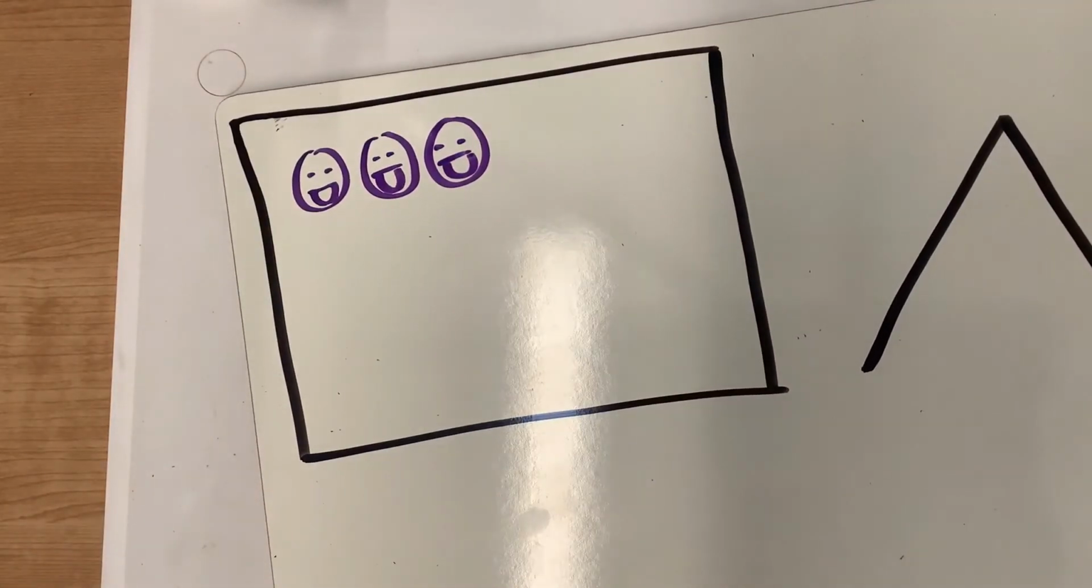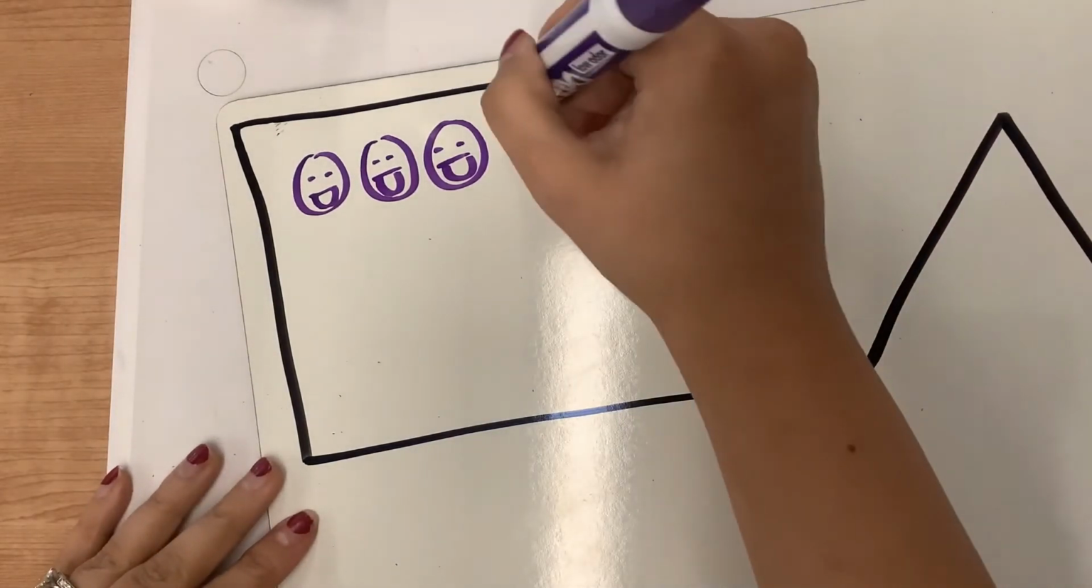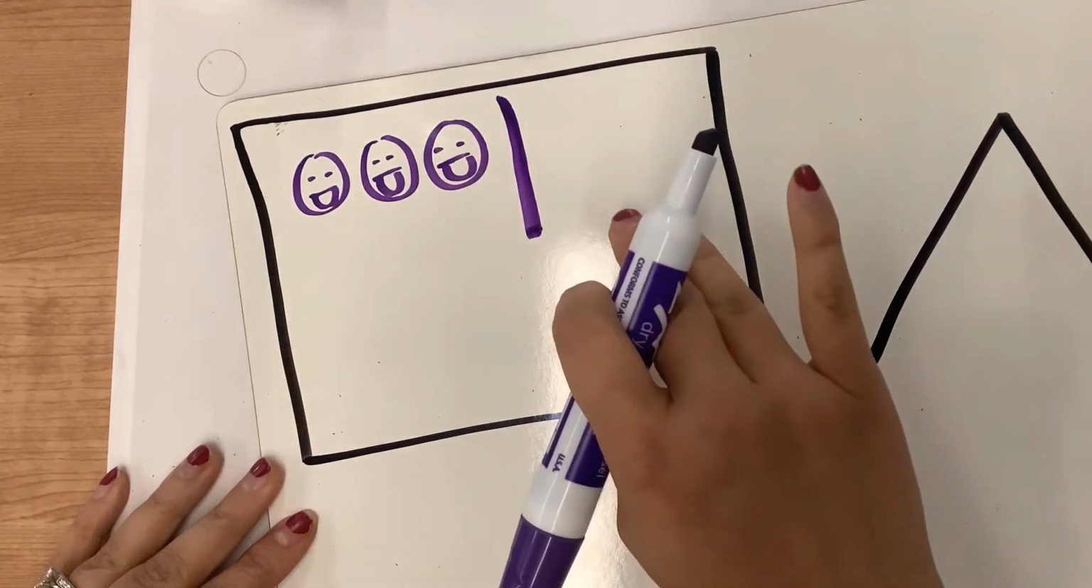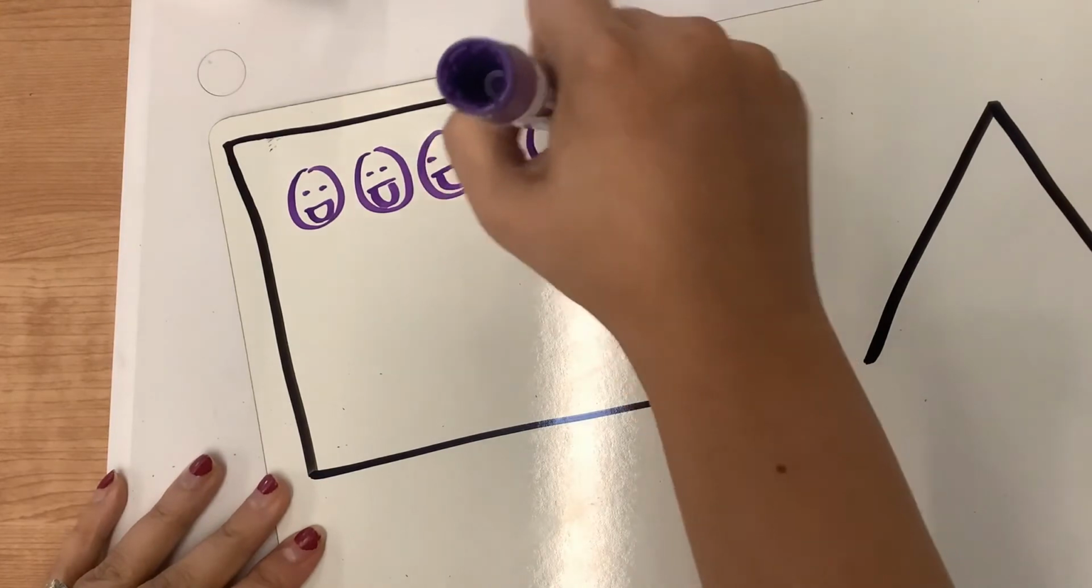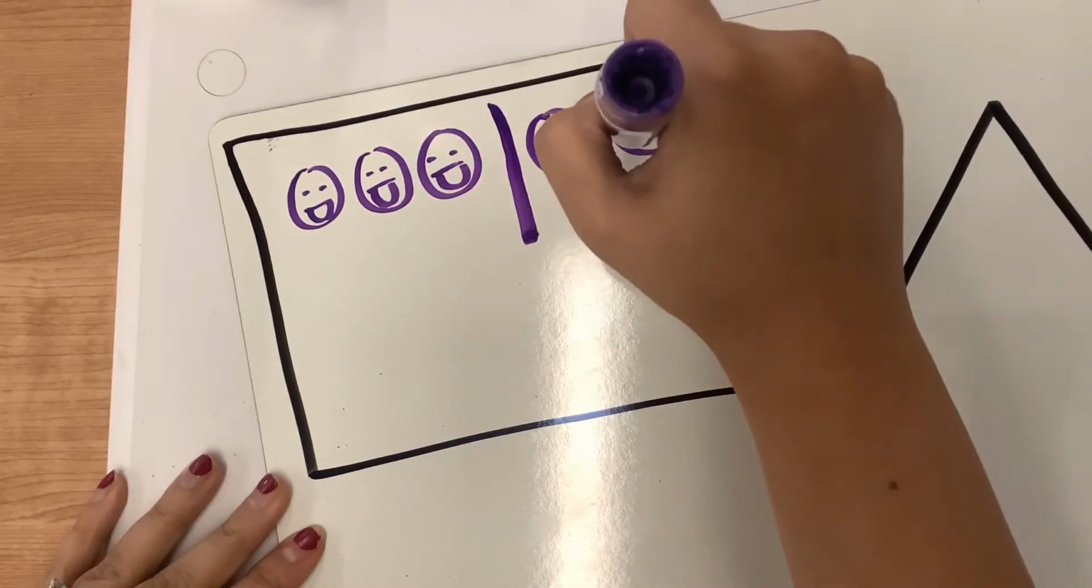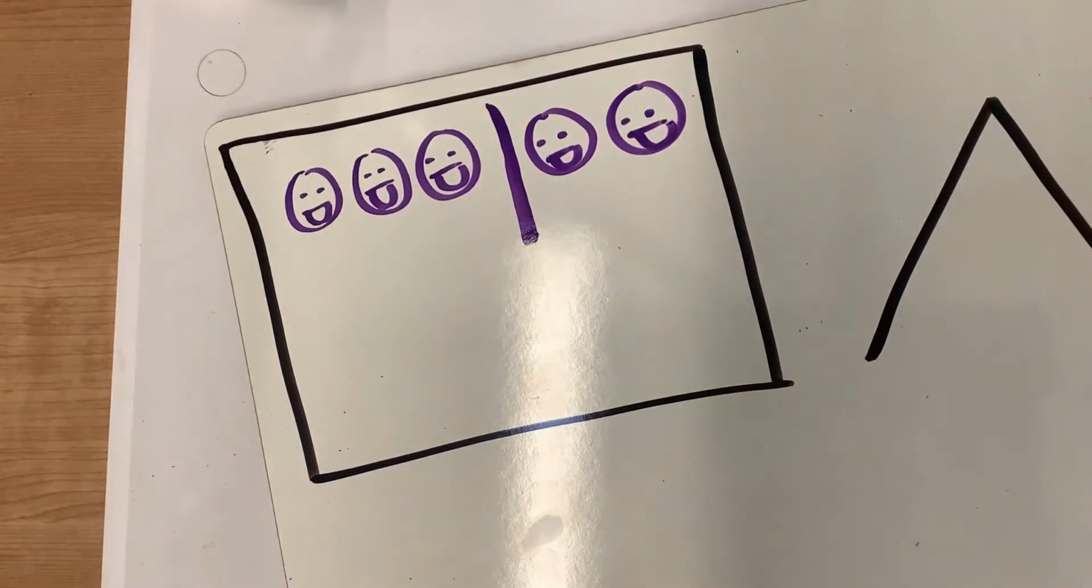So they're there. Then 2 more people come on bicycles. So I'm going to make a line here because this was the first group of people. Here's the next group. A total of 5 people come to the picnic.